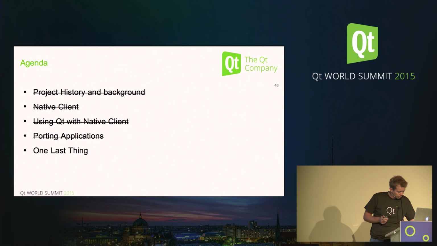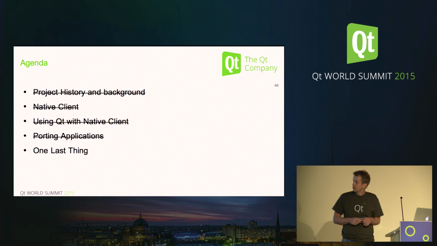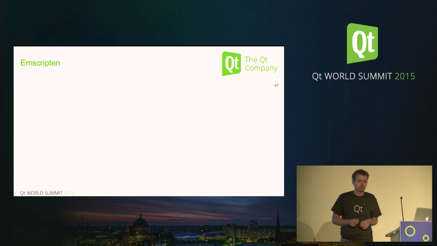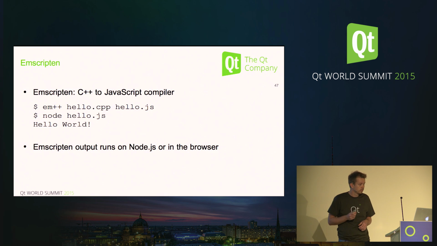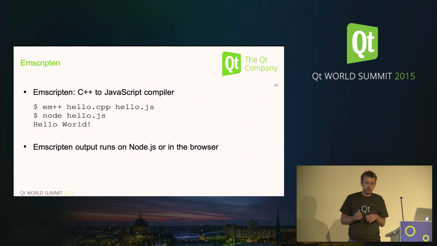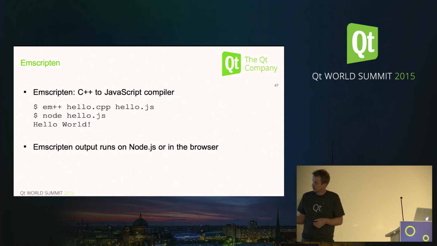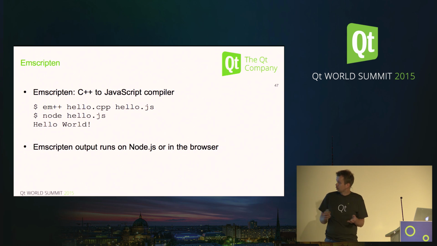Okay, time-wise. Yep, so there's time for one last thing, which is Emscripten. Emscripten is a completely separate project from native client. It's a compiler that compiles C++ to JavaScript. So you have your CPP file, you compile it, and you get a .js file which you can then run, for example, under Node.js or in a browser.